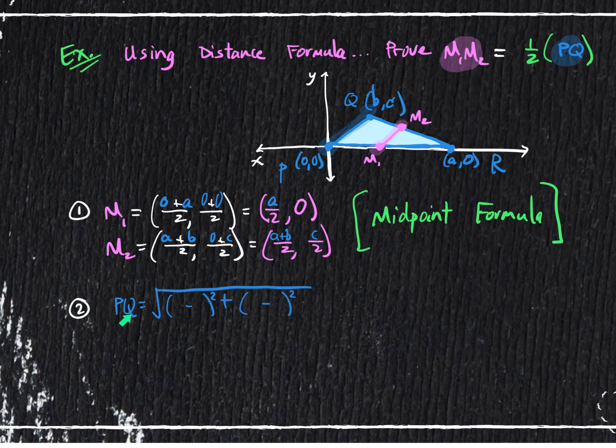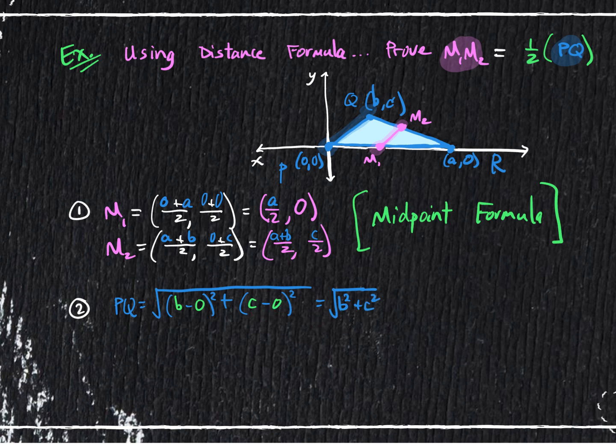All right, let's find the distance from P to Q using the distance formula. So the x-coordinates are b and 0. And the y-coordinates for segment PQ are c and 0. b minus 0 is just b, so we'll have b to the second power. And c minus 0 is just c, so we'll have c to the second power.